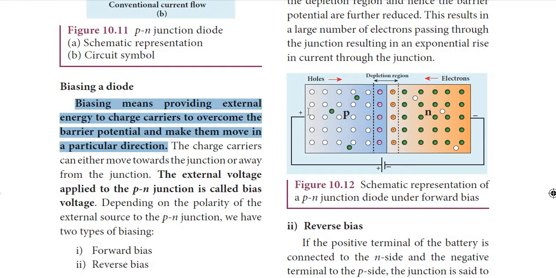Positive P type already has positive holes, then N type already has negative electrons, that is this negative terminal is connected to the negative electrons, that means N type semiconductor. This plus, that means positive potential, is connected to the holes of the P type semiconductor, means positive repels each other, negative repels each other. Then the depletion layer width narrows, it reduces.